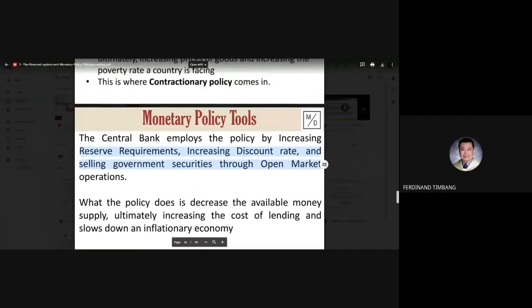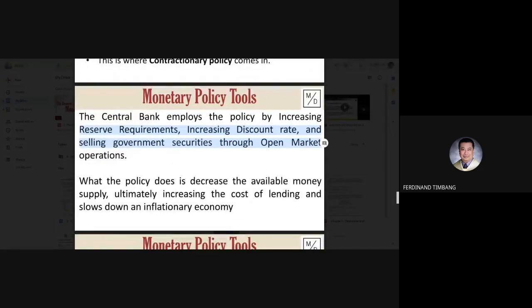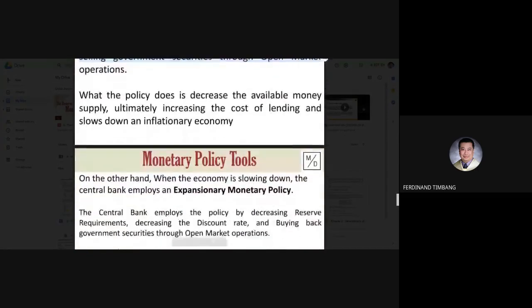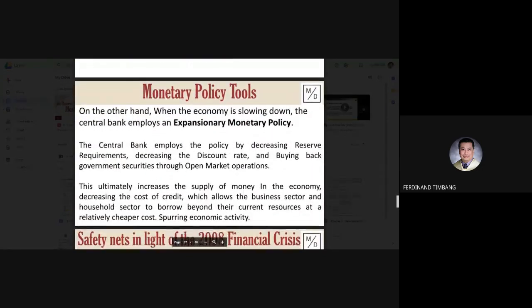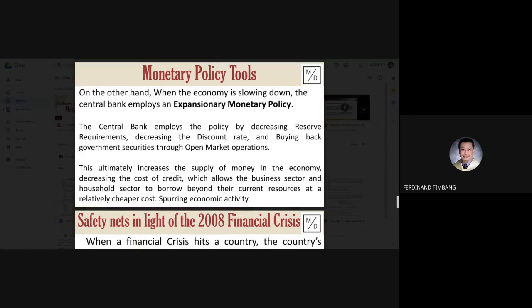So contractionary policy natin, yan na ginagamit. Pagka nag-expansionary policy rin sila, ganun din yung ginagamit, no? Pero kabaliktaran lang nung contractionary monetary policy.